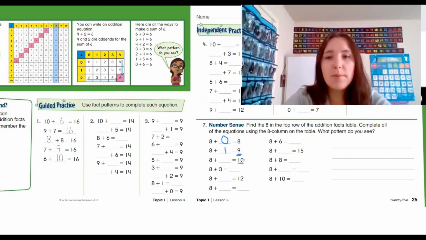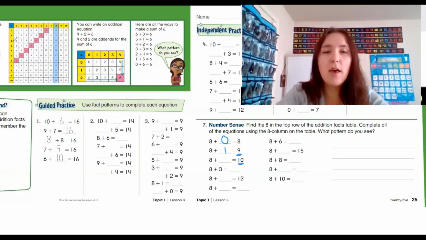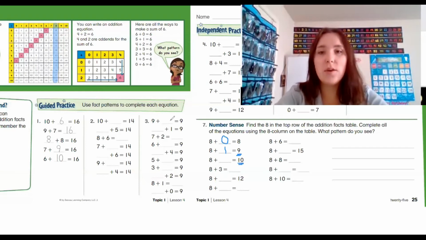Okay, now my sum that I'm looking for is 10. So I'm going to go back to the 8 and go down until I find 10 in the white boxes. So down, down, down, down, down. Oh, right there. Okay, I found my sum in the 8 column. Now I need to go all the way to the left until I get to those yellow boxes. Okay, my addend is 2. So 8 plus 2 equals 10.